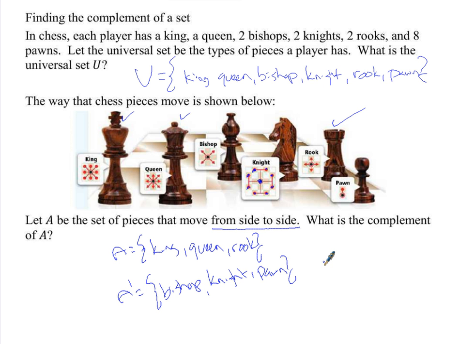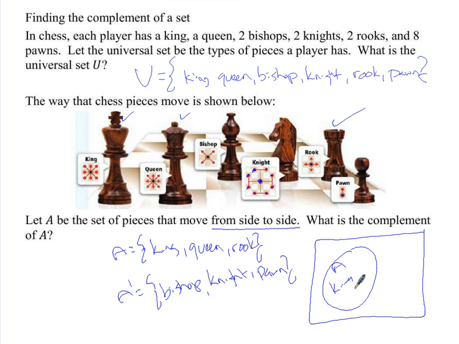Another way you could show that is with the rectangle and circle. The rectangle is the universal set of chess pieces. Inside the circle would be A, and inside the circle I'm putting king, queen, and rook. Outside the circle I'm putting bishop, knight, and pawn. The universal set is all of the chess pieces. All of the chess pieces are listed here. This here is A prime, this one is A, and A and A prime make up U.